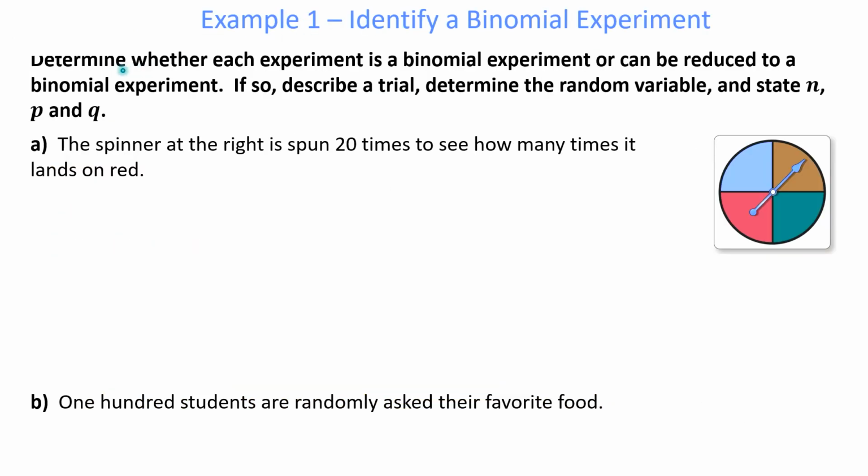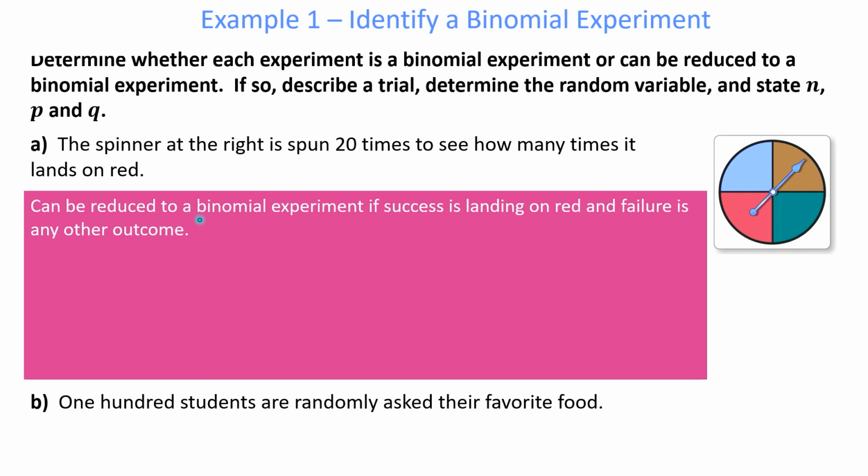Example 1. Determine whether each experiment is a binomial experiment or can be reduced to a binomial experiment. If so, describe a trial, determine the random variable and state n, p and q. N is the number of trials, p is the probability of success and q is the probability of failure. Part A. The spinner at the right is spun 20 times to see how many times it lands on red.